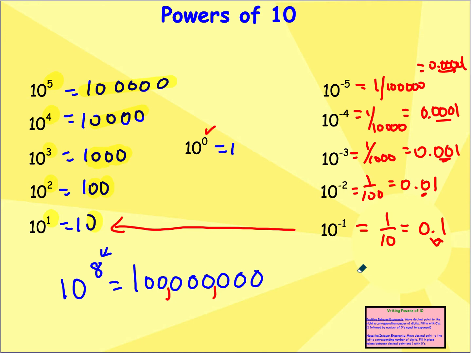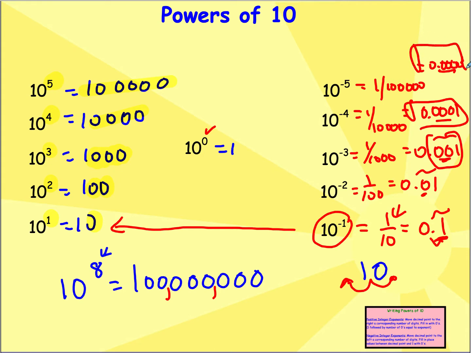So let's look at what happened to that decimal. The number of digits after the decimal point is always going to be equal to the absolute value of the exponent. So I have 1, and this one I needed the 1 to be in the second place after the decimal point, and this one I needed it to be in the third, and this one I needed it to be in the fourth, and this one I needed to be in the fifth.